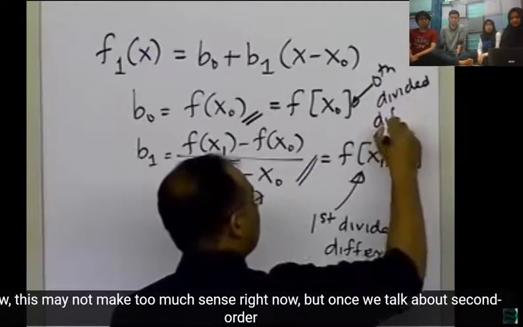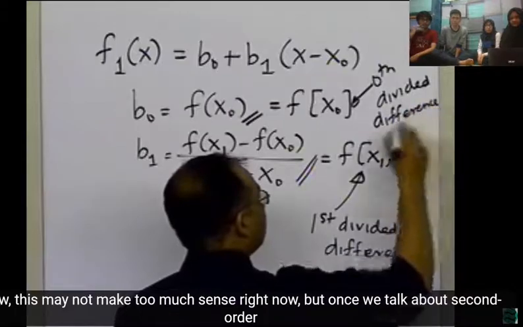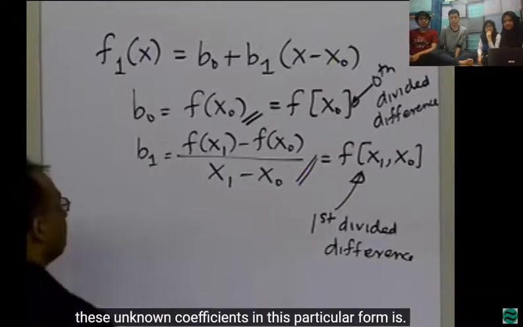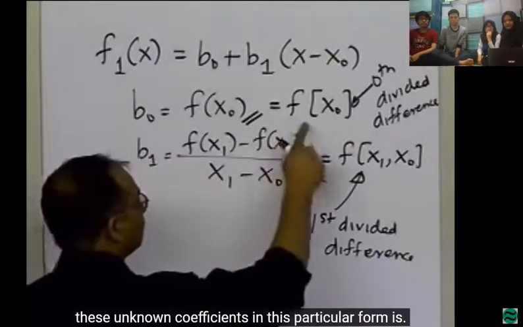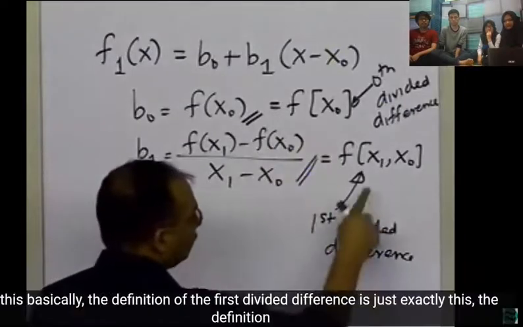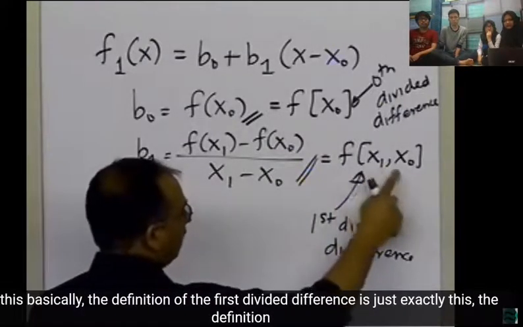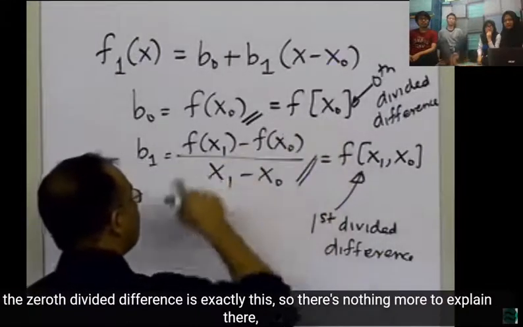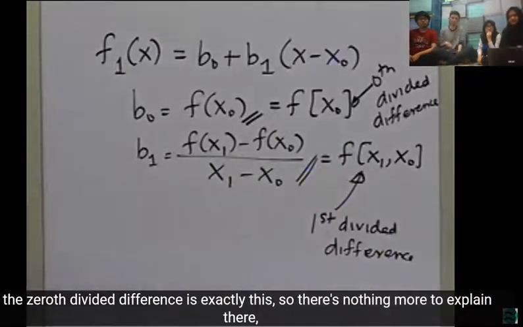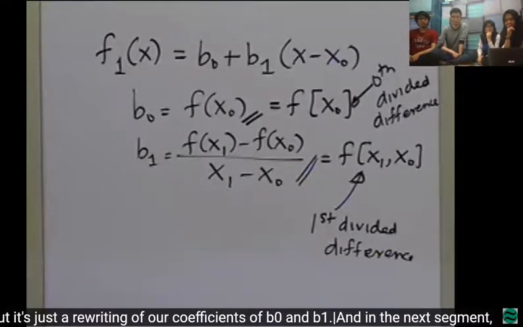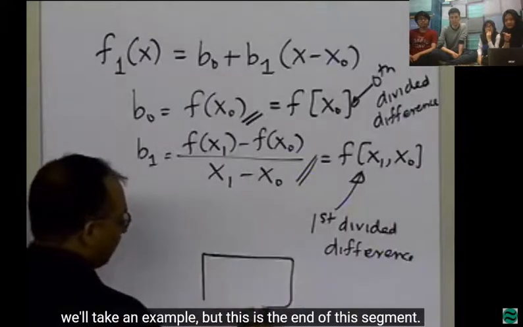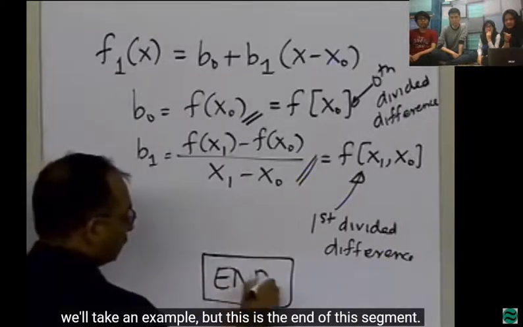Now, this may not make too much sense right now, but once we talk about second order interpolation and general order interpolation, you will see what the significance of rewriting these unknown coefficients in this particular form is. So this is basically the definition of the first divided difference, and the definition of the 0th divided difference is exactly this. There's nothing more to explain there, it's just a rewriting of our coefficients b naught and b1. In the next segment, we'll take an example, but this is the end of this segment.